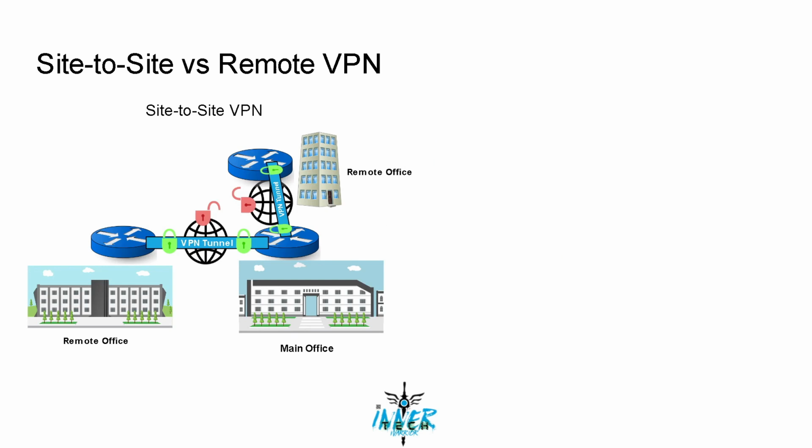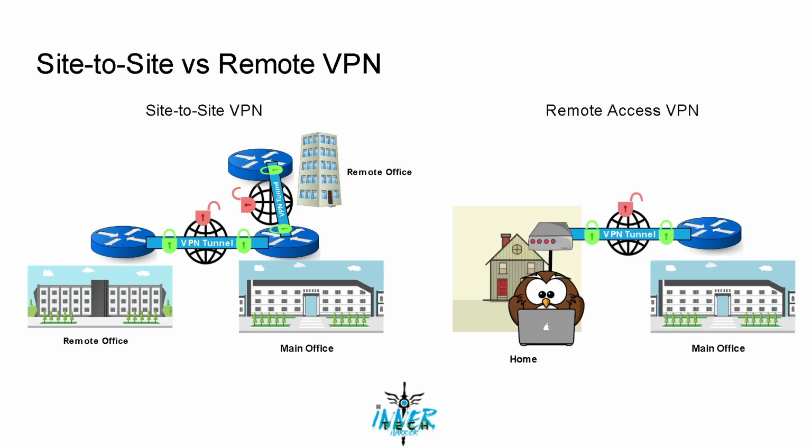Site-to-site VPNs connect full office networks. Remote access VPNs, on the other hand, are a different form of VPN that connects individual devices to a network, such as a home to an office.